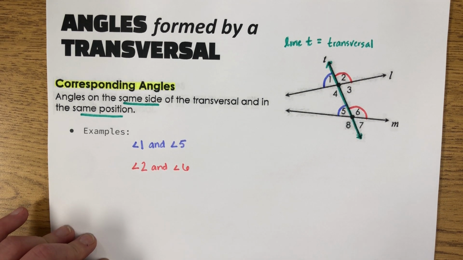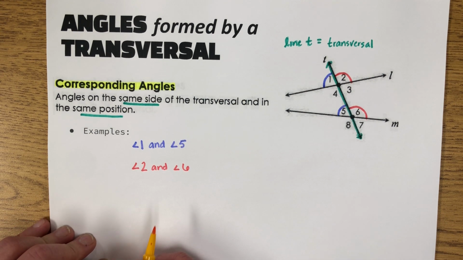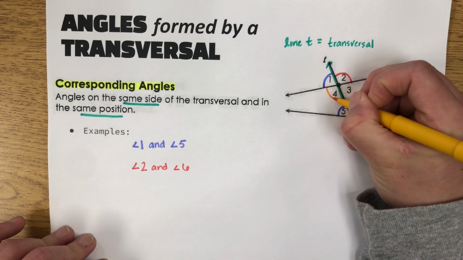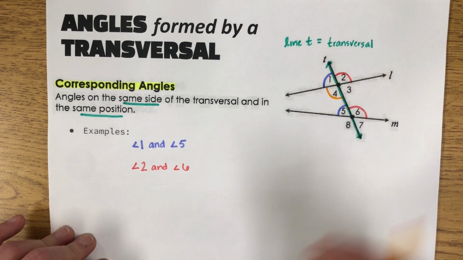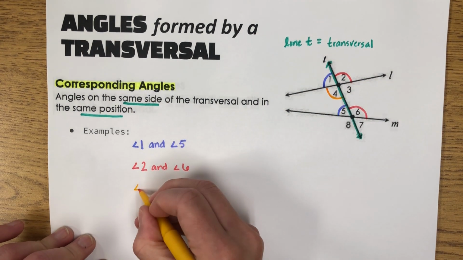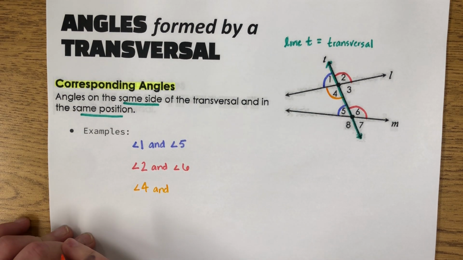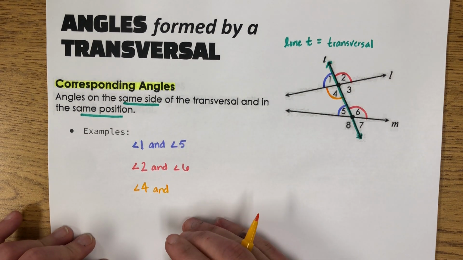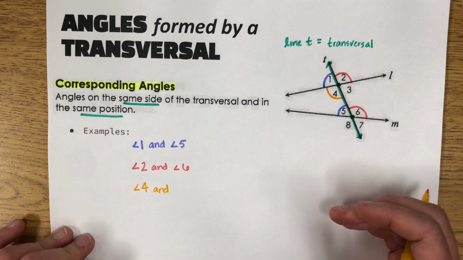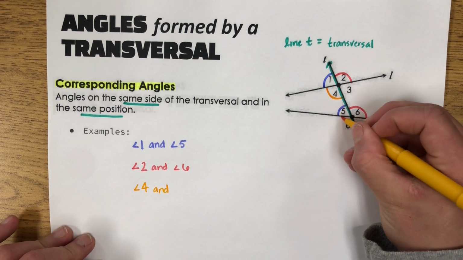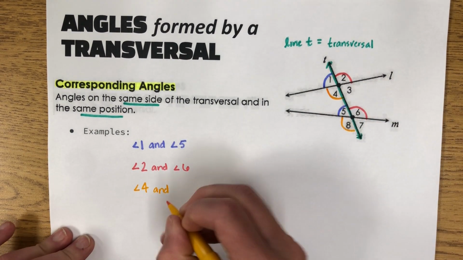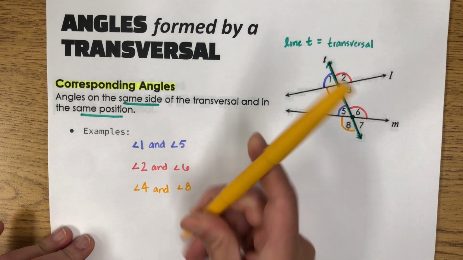Let's identify another one. Let's look at angle 4. Angle 4 here, it's kind of this yellowish color. So if we look at angle 4, what would be the corresponding angle to angle 4? Well, it's on the same side of the transversal, and it's in the same position in line with that line, so the corresponding angle would be angle 8.